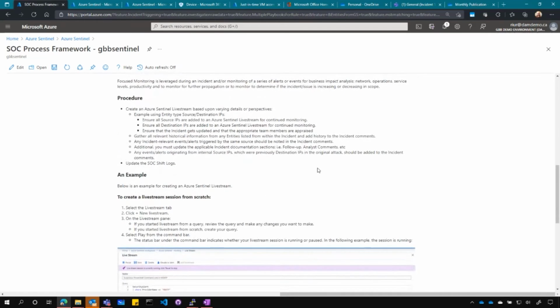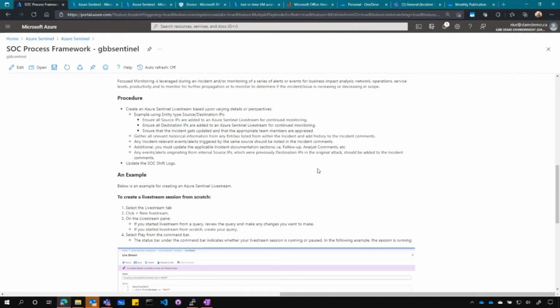Then we have what we call the procedure side. This gives us the ability to create that live stream based on those pieces, those entities, those indicators of attack or compromise, based on the type of assets that you're looking at. And so now you can drive additional activities in a more lively manner to make a better contextual decision.